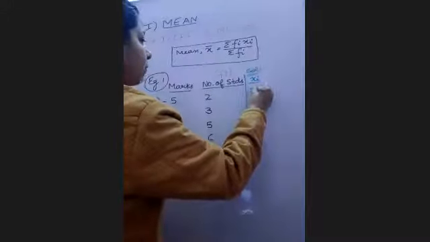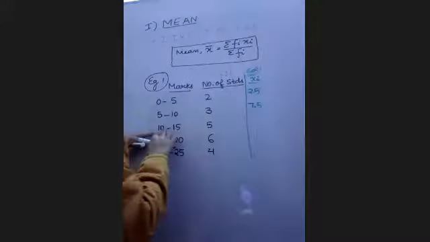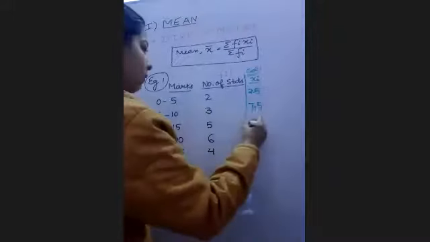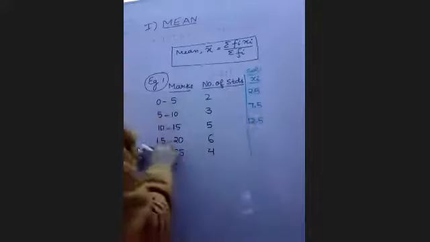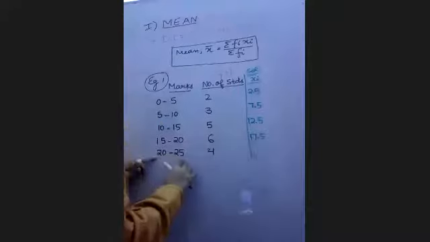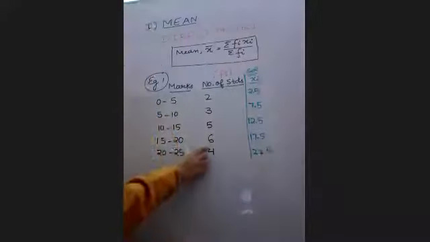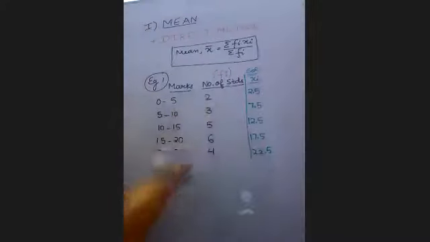So 0 to 5, 2.5. 5 to 10, 7.5. 10 to 15, 12.5. 15 to 20, 17.5. 20 to 25, 22.5. So what we are assuming is that these 4 students have scored 22.5. These 6 students have scored 17.5. Getting my point? Then what is the next column in this solution table?